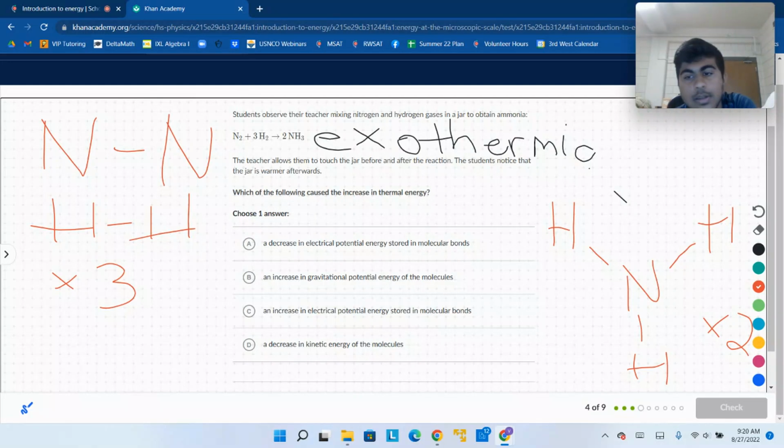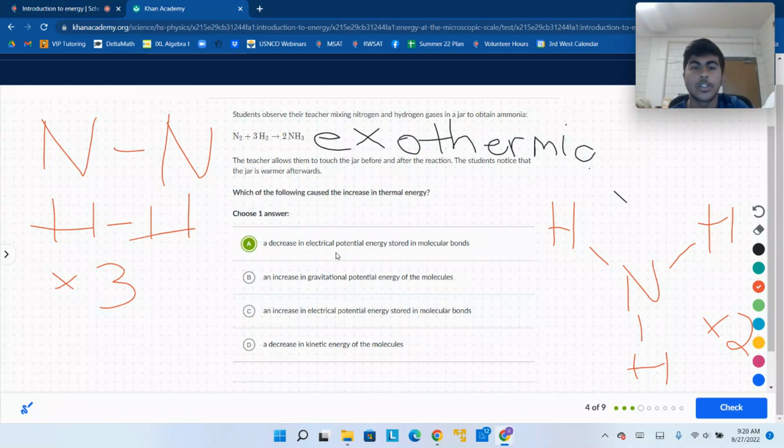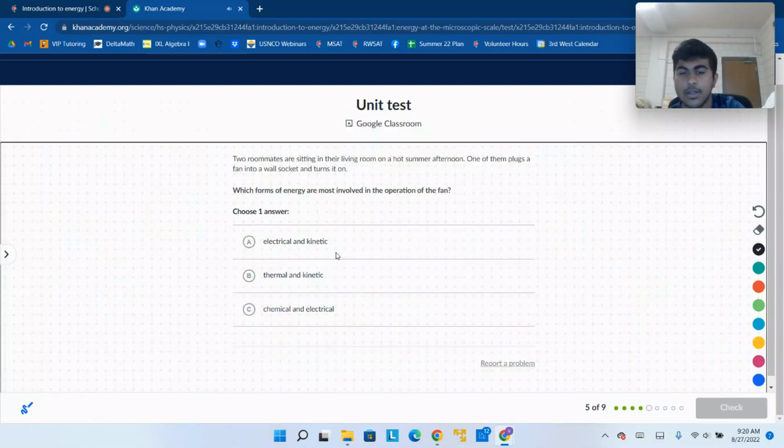But the point here is that you have exothermic reactions. You release energy when you form bonds. So you're causing an increase in thermal energy. So there has to be a decrease in some other energy, which is going to be energy stored in molecular bonds, or the decrease in electrical potential energy stored in those molecular bonds. Let's keep going to the next question.